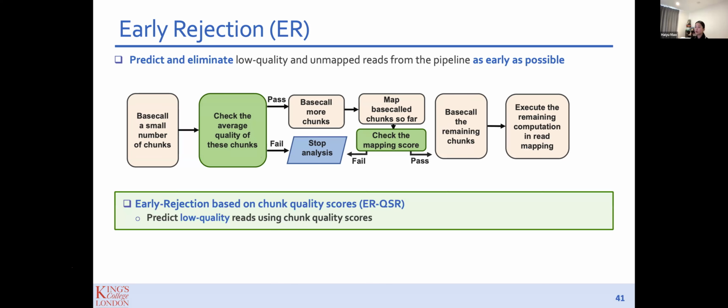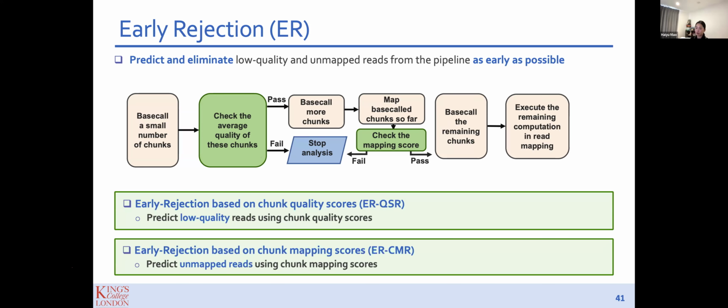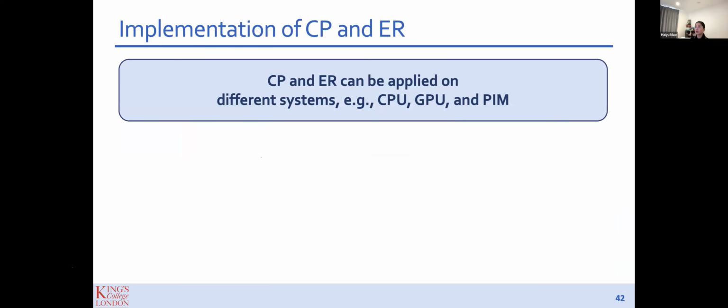So the early rejection based on the trunk quality scores can predict the low quality reads using the trunk quality scores. And then early rejection based on the trunk mapping scores can predict the unmapped reads using the trunk mapping scores. We have more details in the paper to explain how to achieve these two early rejections.